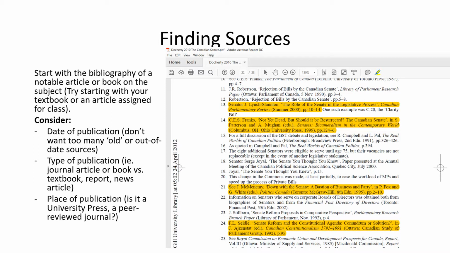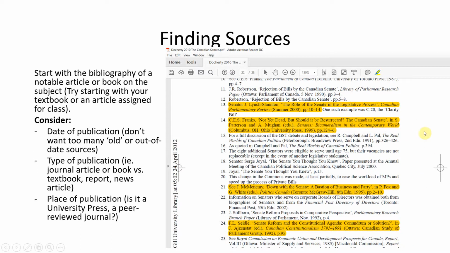Take a look at the type of publication. Some of these are papers presented at conferences. That could work, but it'd be very difficult to find. You can see here's a Royal Commission report. That's not really a scholarly source. It's almost closer to a primary source. So take a look for that.